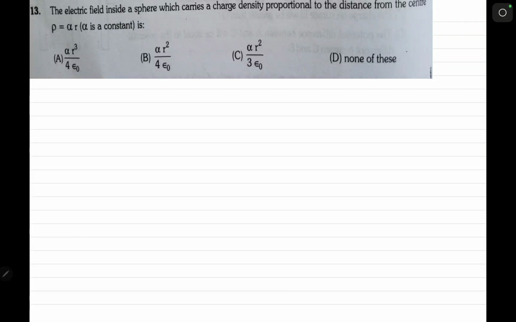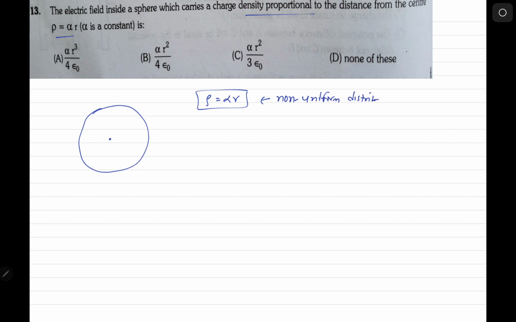Okay, so this is question number 13 from exercise 1. The question says that the electric field inside a sphere which carries a charge density proportional to the distance from the center. As you can see here, the volume charge density of a solid sphere is defined as alpha r. So first of all, that volume charge density is a variable, which makes it a non-uniform distribution. Now we need to find the electric field at distance r.